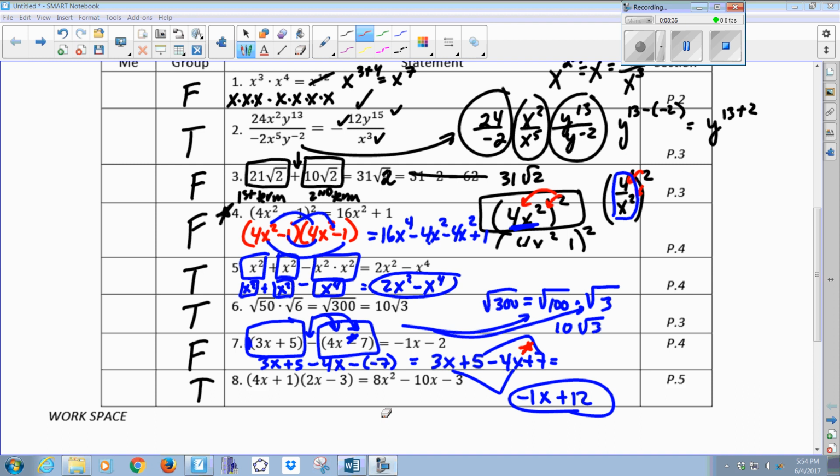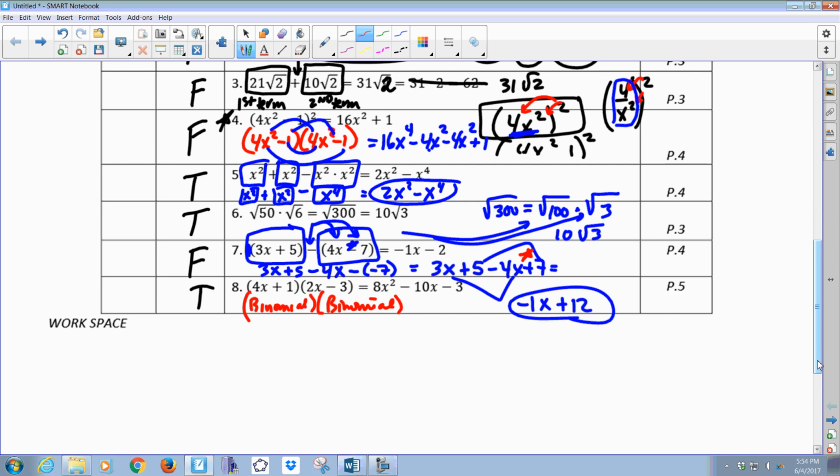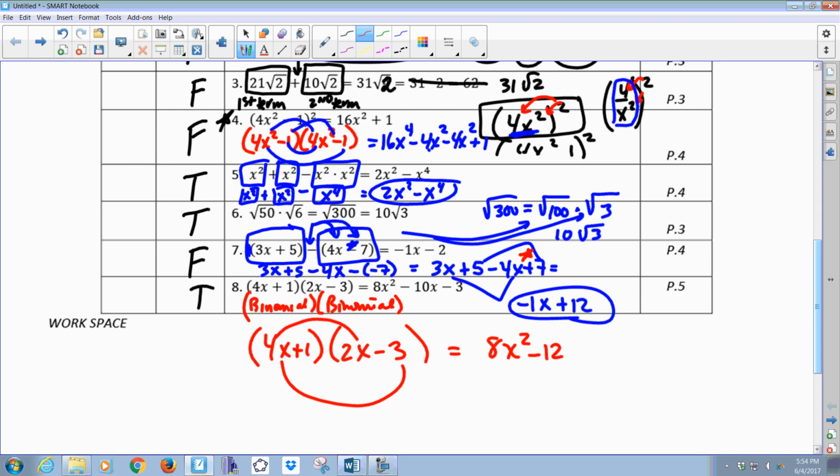Number 8 is a multiplication problem. Again, we call this a binomial times a binomial. So this would be like multiplying a 2-digit number by a 2-digit number. You have to do 4 separate multiplications. So similarly here, if we do it horizontally, we have 4x times 2x, which gives us 8x squared. We have 4x times negative 3, which gives us negative 12x.